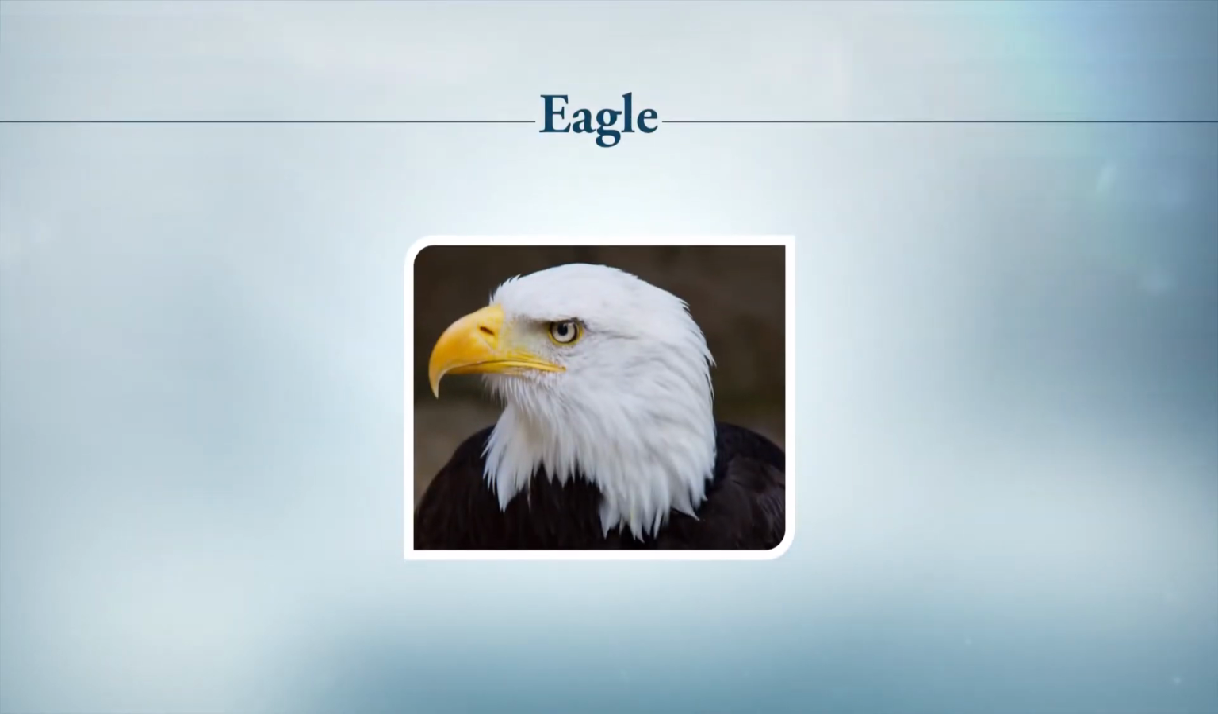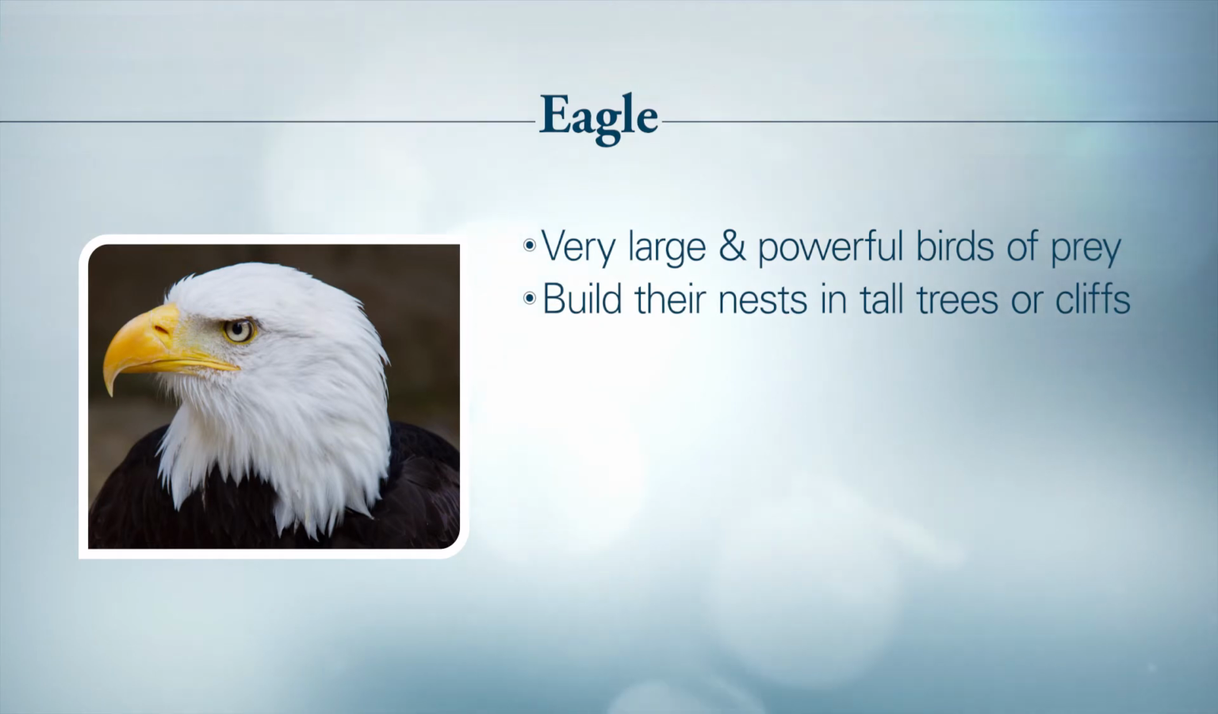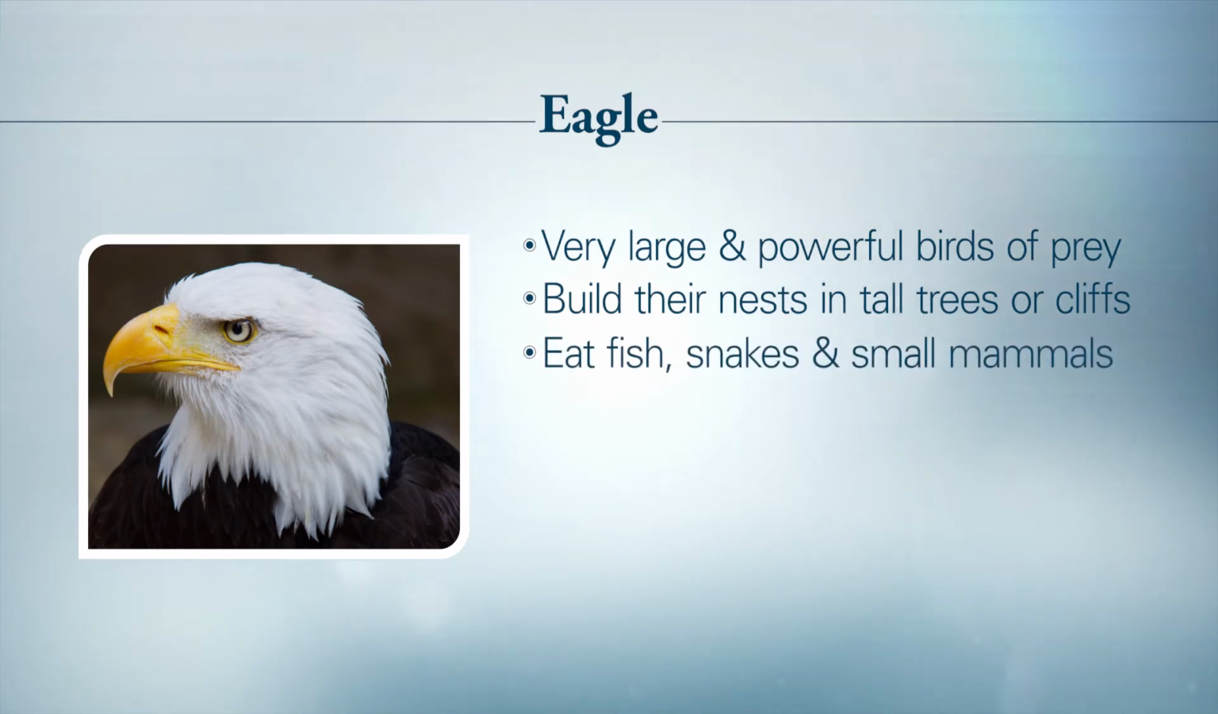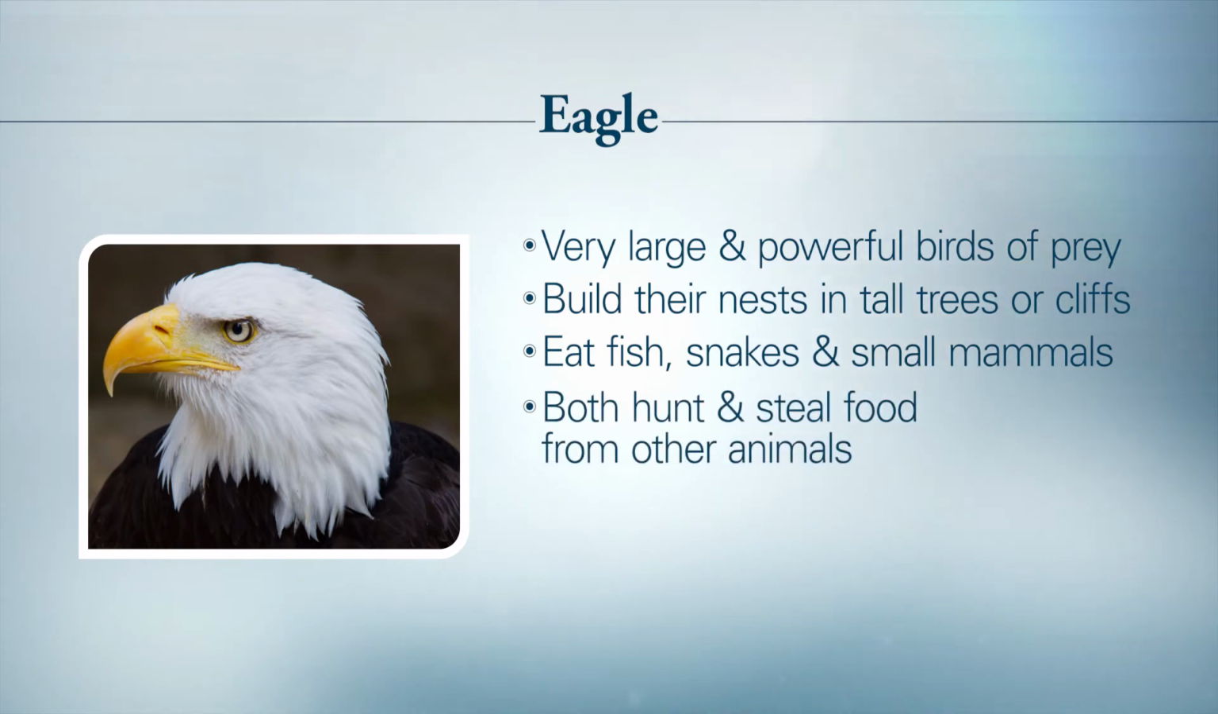And the last bird that we'll look at today is the eagle. Eagles are very large and powerful birds of prey. They build their nests in tall trees or cliffs. They're ranked at the very top of the food chain by eating fish, snakes, and small mammals like squirrels, raccoons, and rabbits. They will hunt for their own food, but they will also steal prey from other animals. It is not rare for them to take fish from the talons of other fish-eating birds.